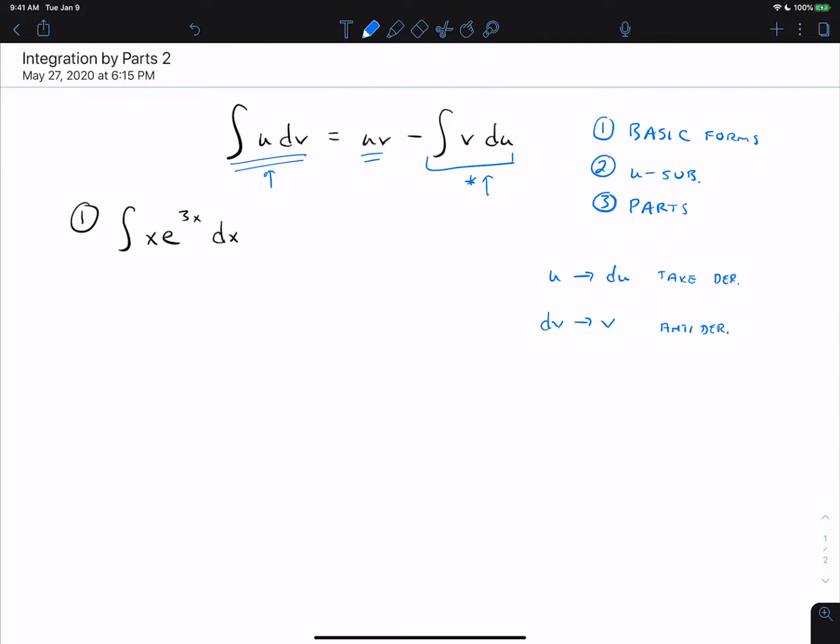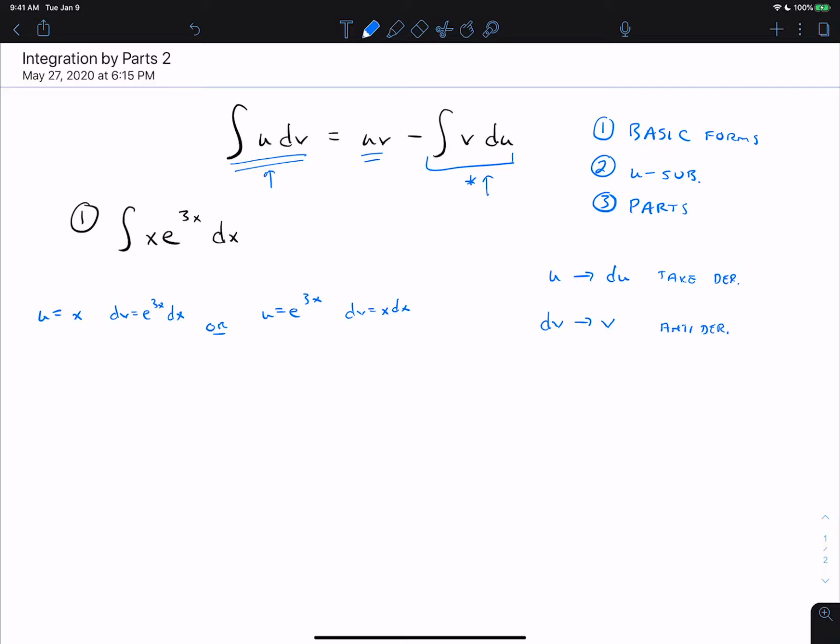One guideline to think about when you're choosing what u should equal and what dv should equal is what's going to happen when you get the new integral. So let's look at problem one. Probably the two most logical setups would be to let u equal x and dv equal e to the 3x dx, or to let u equal e to the 3x and dv equal x dx.